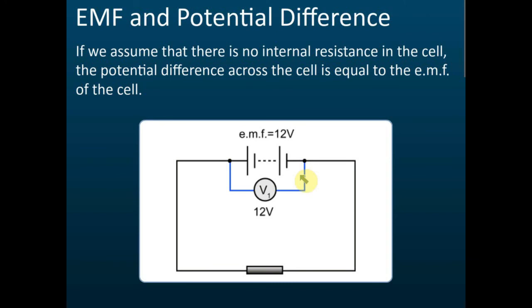that the internal resistance is equal to zero. Then the electromotive force is equal to the potential difference. If this is 12 volt, this is also 12 volt. If there's no internal resistance, then they are the same. That's the very first thing that you need to know.